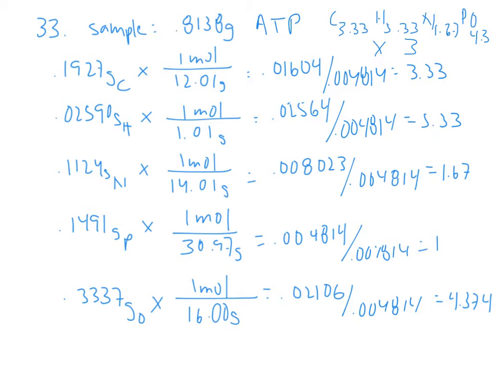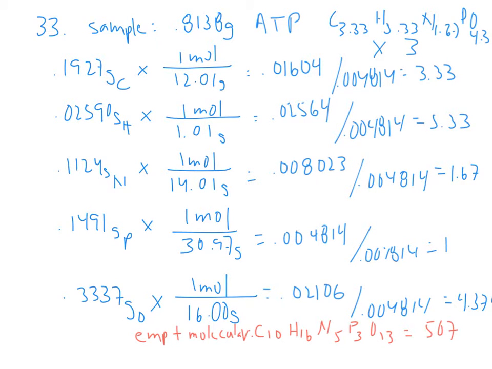So when I do that, I come up with an empirical formula of C10H16N5P3O13, which is a big molecule, but if you remember from biology, ATP is kind of a big complex molecule. And then when I find its molar mass, it's 507, which is the same as the formula mass they gave me in the problem. So this is not only its empirical formula, it's also its molecular formula, which isn't so unusual with complex molecules like this. Empirical formula really isn't a very simple ratio.